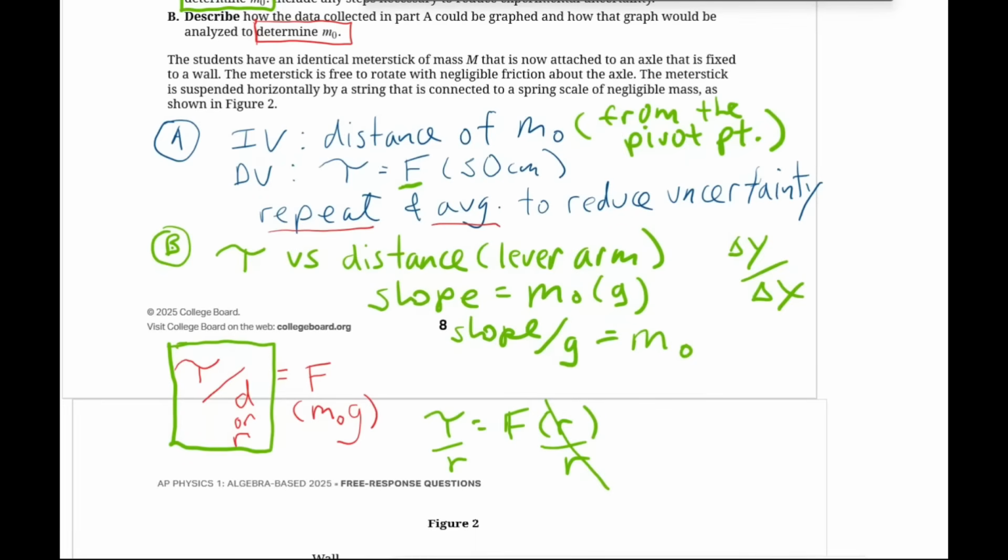So if we find our slope and then divide it by g, that would give us our m naught. So it says slope equals m naught g, take our slope divided by g, and that would give us m naught. So that would be how we would use our data, graph it, and then at the very end, you would take your slope and then divide it by g to give you your final answer.